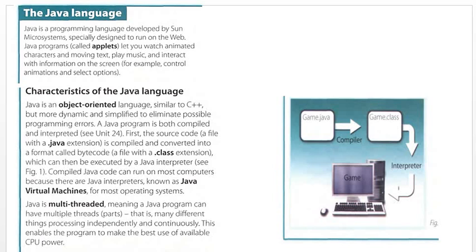Java is a programming language developed by Sun Microsystems, specially designed to run on the web. Java programs called applets let you watch animated characters and moving text, play music, and interact with the information on the screen, for example, control animation and select options. Characteristics of the Java language.